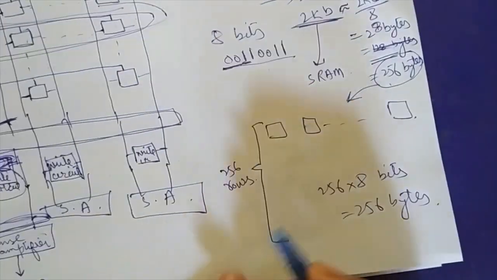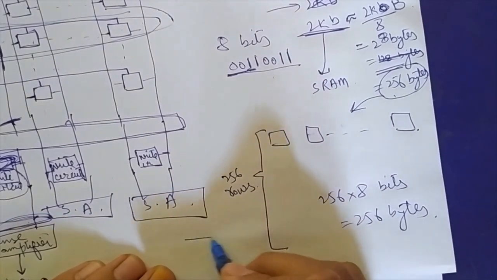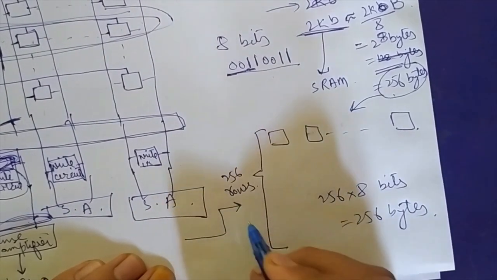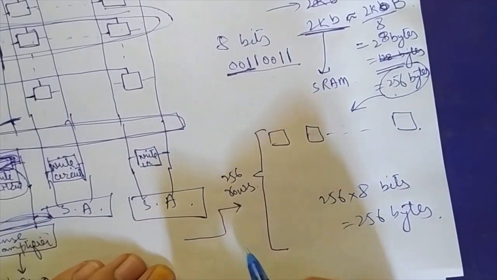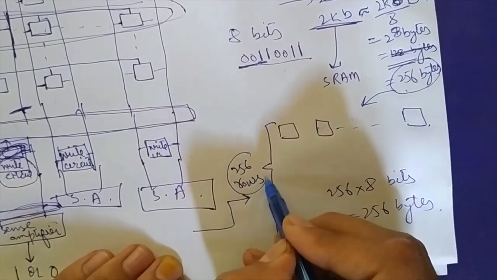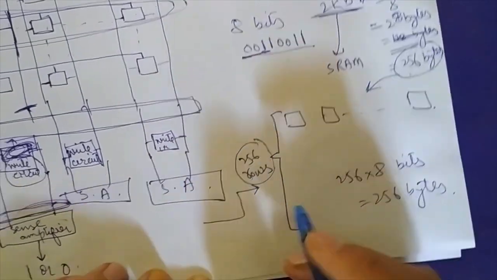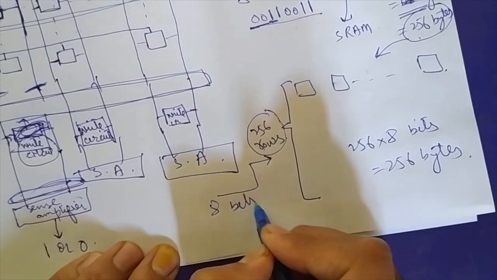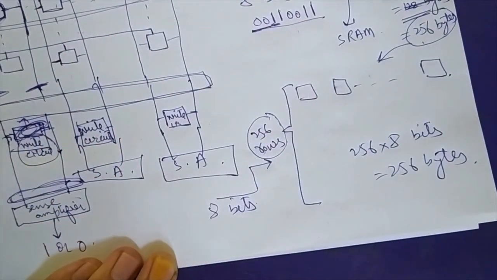However, what will be the address? How many bits are required for the address? The address should determine 256 rows. 256 rows will be 8 bits. So the address is of 8 bits.